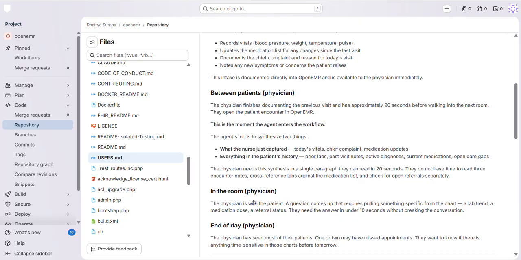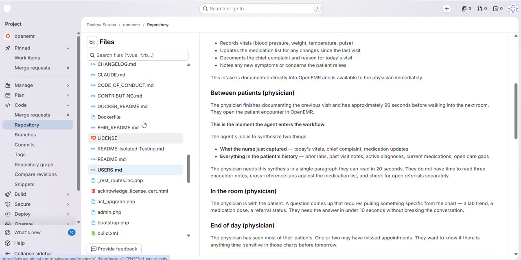Okay, last but not least, I'm going to go over the architecture.